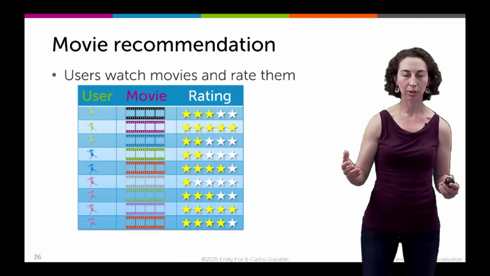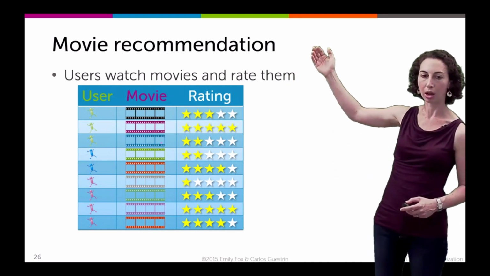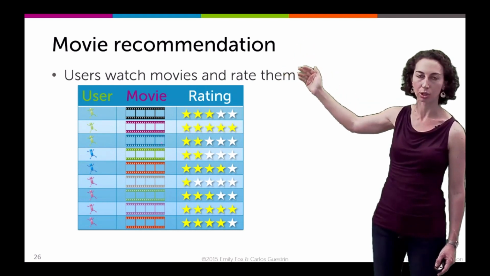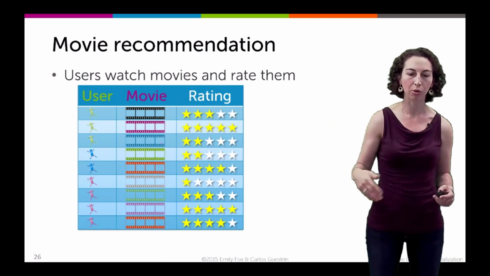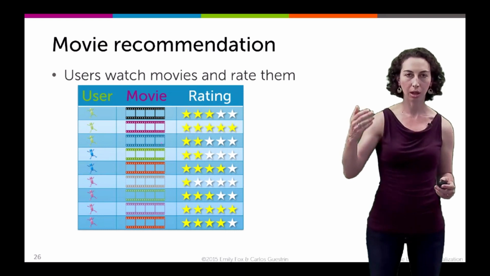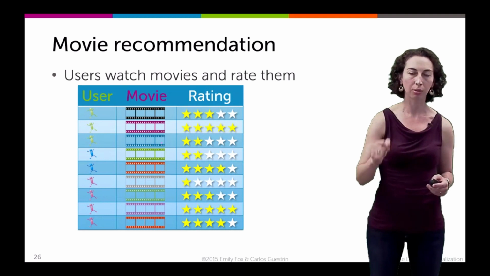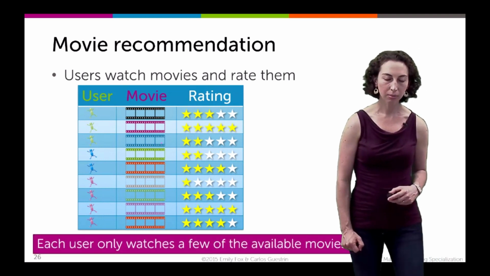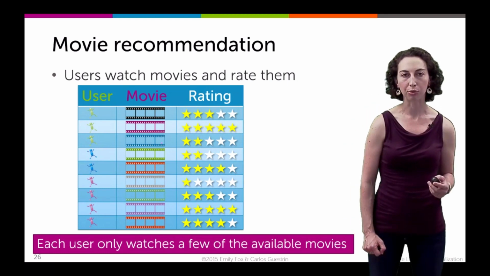Okay, so our table looks something like this, where this green user went on, watched 3 different movies, gave them a rating of 3 stars, 5 stars, and 2 stars. And then there was this blue user, watched 2 different movies, and this pink user watched 4 different movies. And we have a very big table of the user movie ratings combinations. However, each user only watches a few of the available movies.